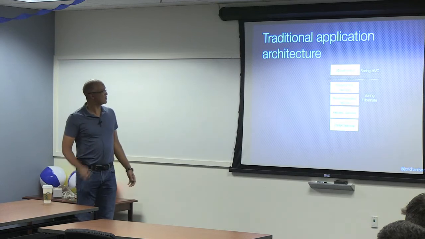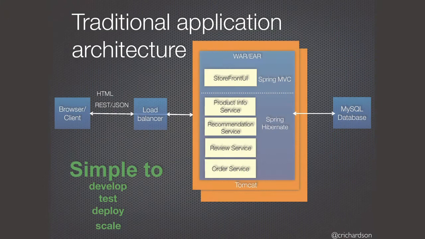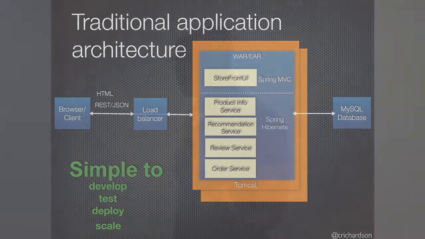But then what you do is package the whole thing up in a WAR file, or heaven forbid, an EAR file, and run it on Tomcat. To me, that is a pretty standard architecture. And on the one hand, it's pretty good, right? Applications like this are pretty simple to develop. Our tooling is very much oriented around building one thing. They're also simple to test, and easy to deploy. You build the WAR file, copy it to a server running Tomcat, and you're pretty much good to go.